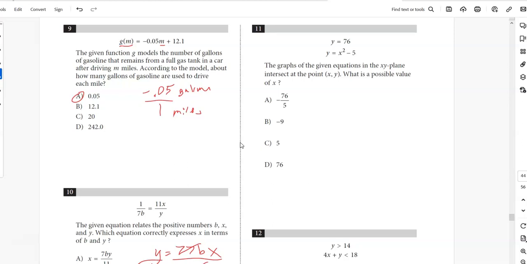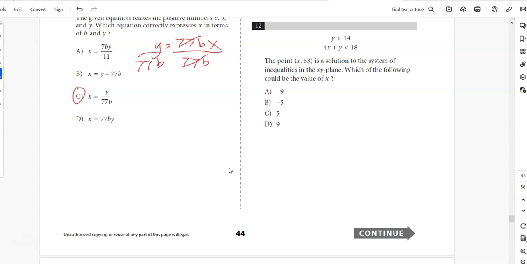This one's not too bad, right? So plug in 76 right there, so you get 76 equals x squared minus 5. I'm going to add 5 to both sides. So 81 equals x squared. Take the square root of both sides. So x is plus or minus 9. What is a possible value of x? Well, one of the possible values is negative 9.